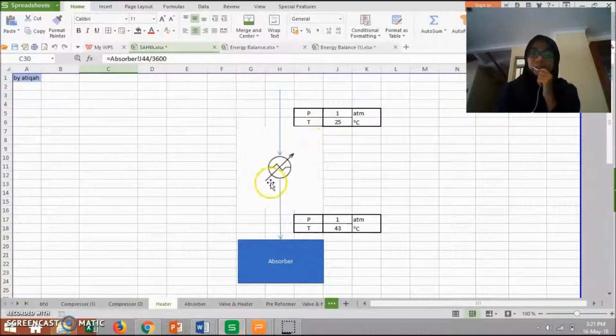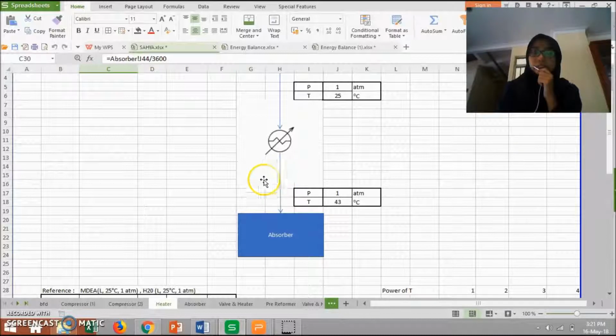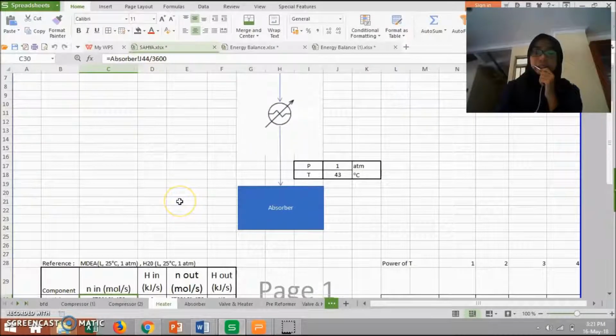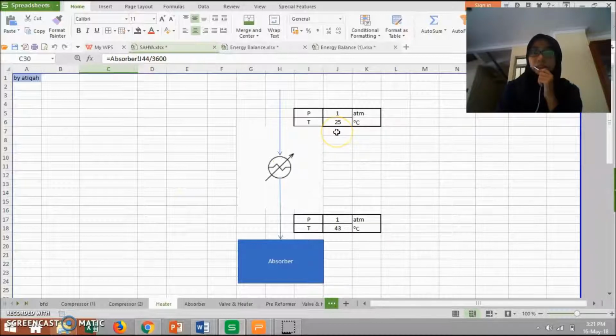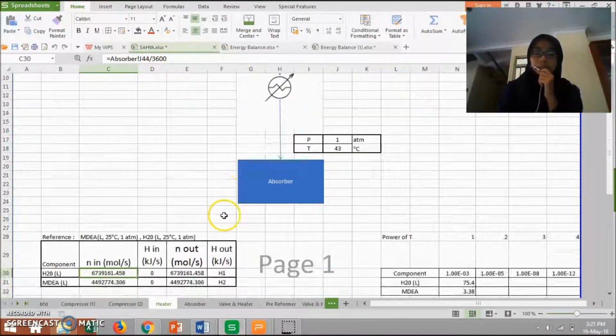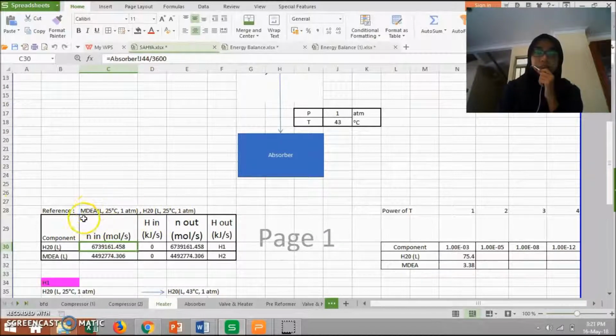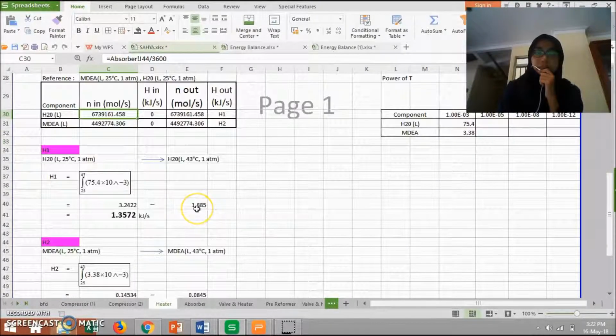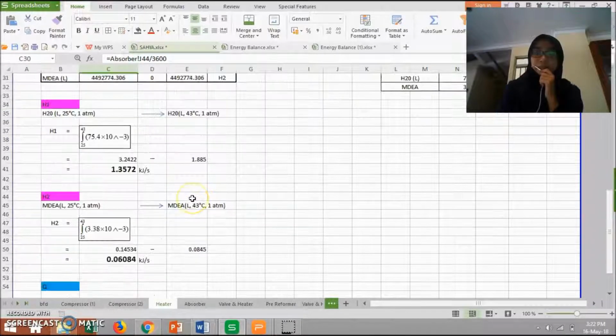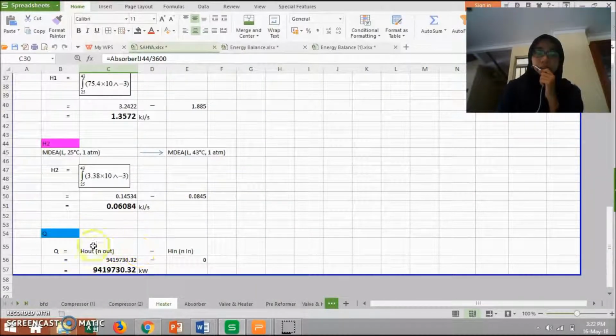Sorry, for the second stream, I also put the boiler to increase the temperature from 25 degrees Celsius to 43 degrees Celsius. I'm using the inlet as the reference, which is MDEA and also H2O as the reference. I'm calculating by using the Cp, and I got Q in positive, which is an endothermic process.